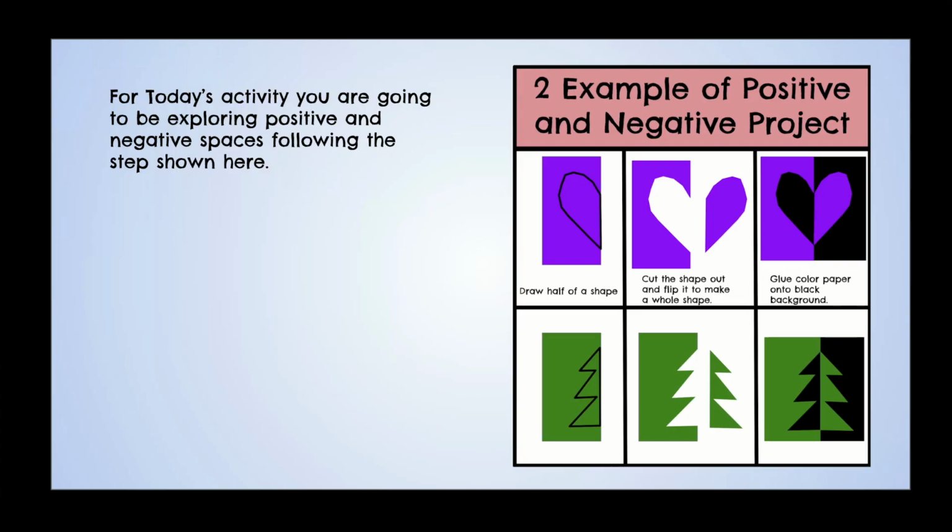For today's activity, you're going to be exploring positive and negative space. You're going to be getting 2 sheets of paper. One's going to be a half sheet of color paper and then a long, tall, black piece of paper. You're going to take your color construction paper and along the long edge, you're going to draw half a shape. In this top example, I drew half of a heart. Notice when I drew it, I used all of the space, or I drew it largely so that it wasn't a tiny little heart on this large piece of paper.